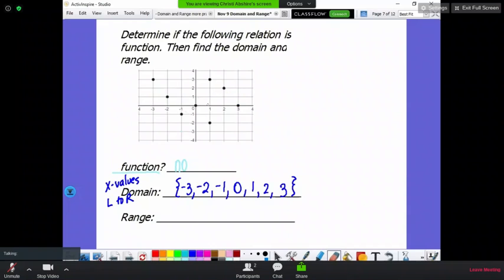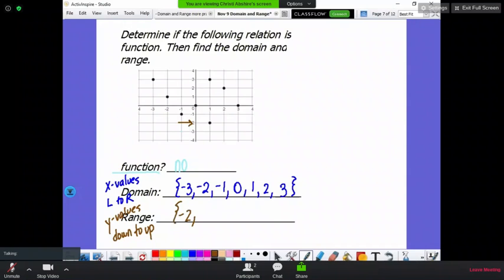To find the range, I do very similar, but I am looking at the Y values. So when I'm looking at the Y values, I'm going to be looking from least to greatest, and that's going to be down to up, or bottom to top. So I'm going to start at the bottom. On the y-axis, the lowest one is in line with -2.